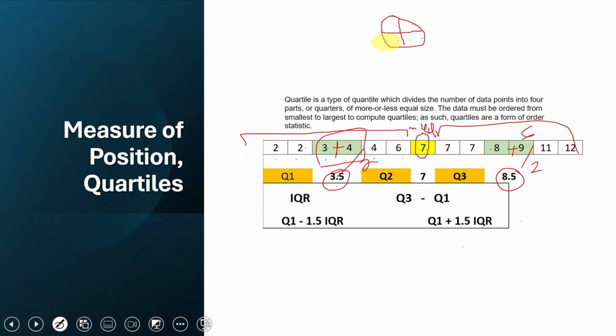Now, IQR, interquartile range. The formula for that is Q3 minus Q1. So what's your Q3? Q3 is 8.5. What's your Q1? Q1 is 3.5. So this is your answer, 5. That's your IQR.